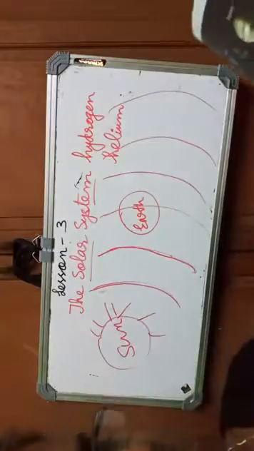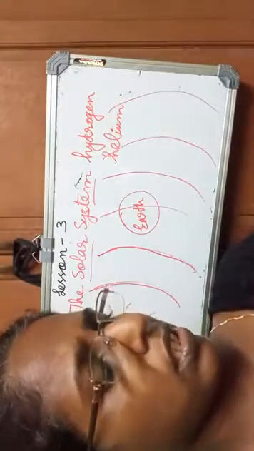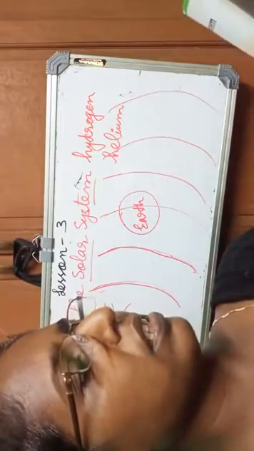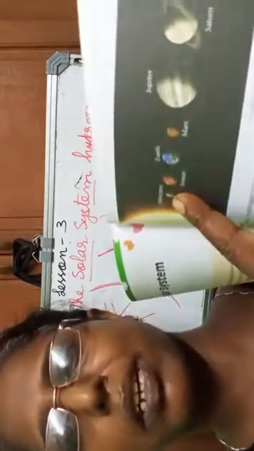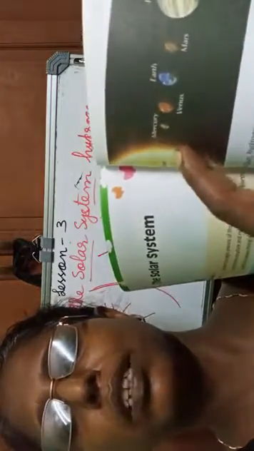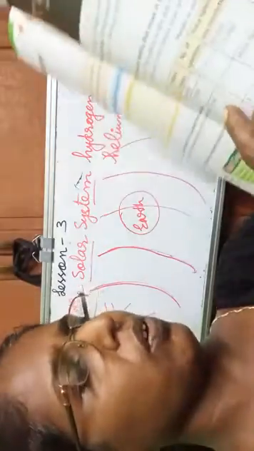First one, Mercury, and it is the closest to the sun and the smallest planet. Here you can see Mercury, closest to the sun and smallest planet. So what you have to learn? Mercury. You learn Mercury and you learn this description.